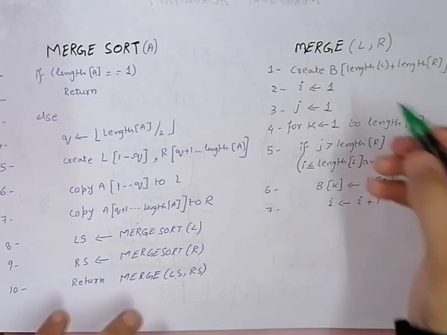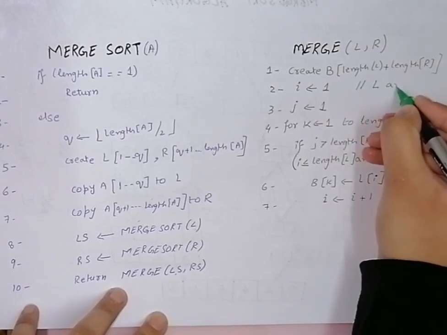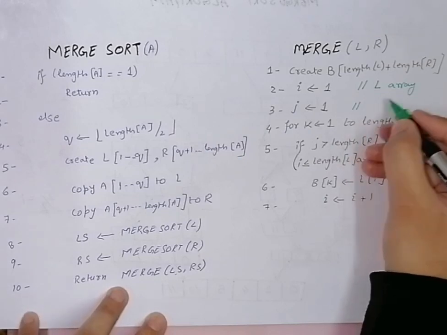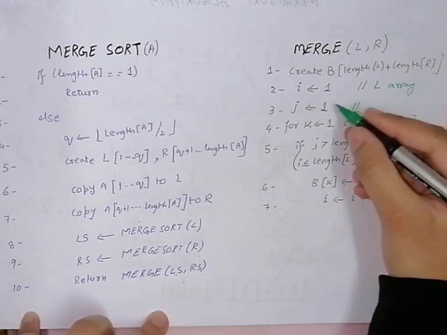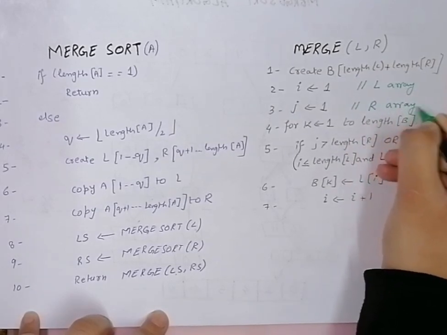Just as a reminder, this I is basically for the L array, and this J is used as an iterative counter for the R array at the right side.